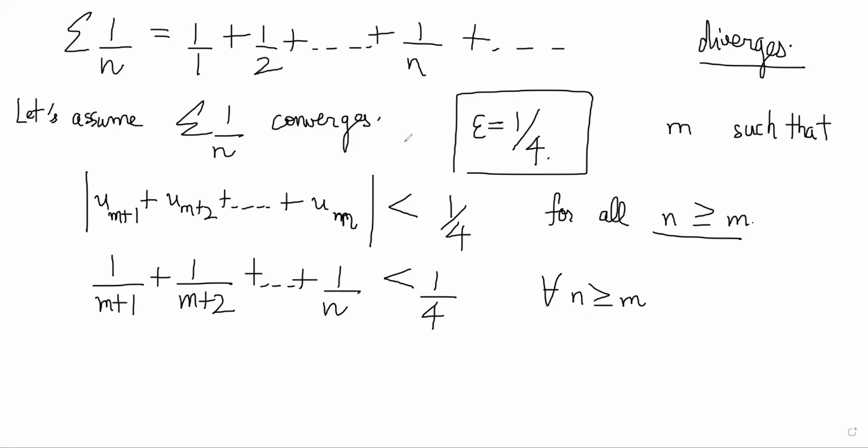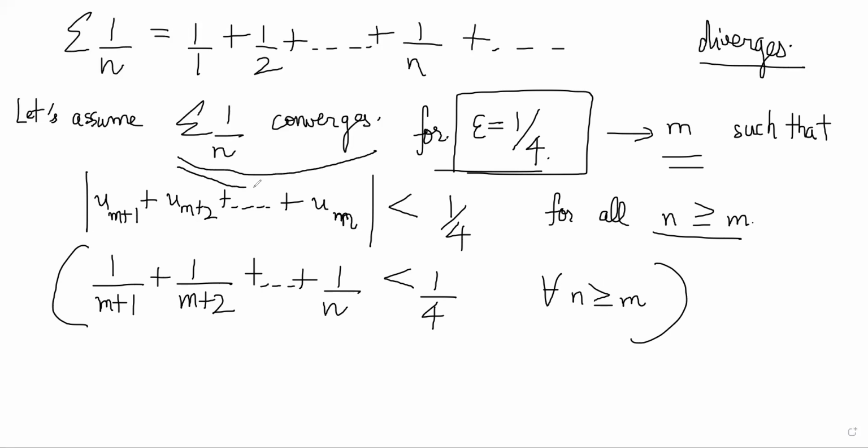This is for a fixed value of epsilon. Epsilon can be chosen anything, so different cutoff points will be there for different values of epsilon. Now this should be true for all n greater than m if this series is converging, right? We are saying if it is converging, this should be true, right?